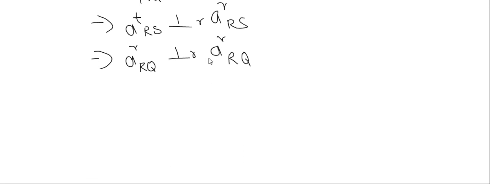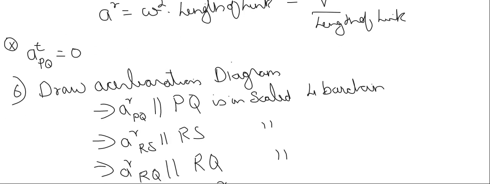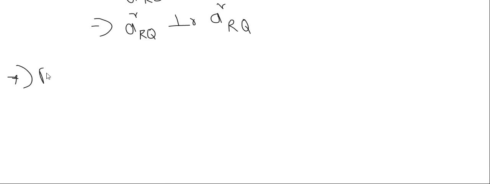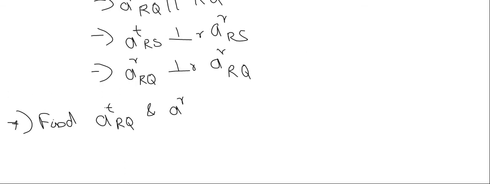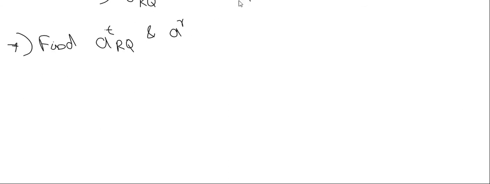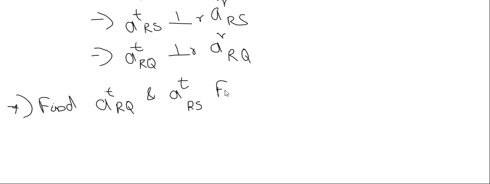And the next step, step number 7, is to find AT RQ and AT RS from the acceleration diagram. AT RQ will be perpendicular to AR RQ, and AT RS perpendicular to AR RS.